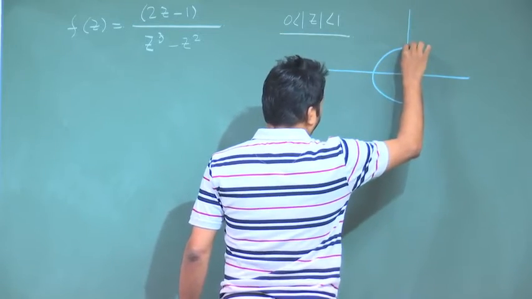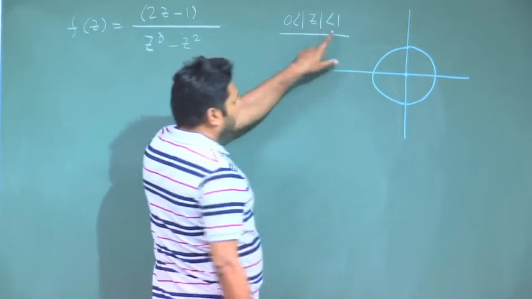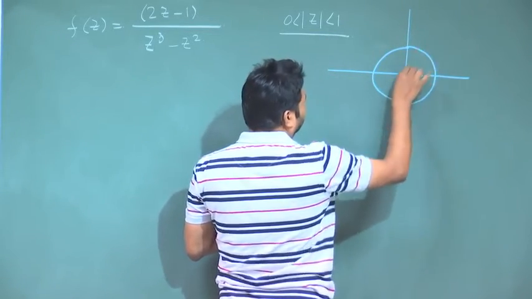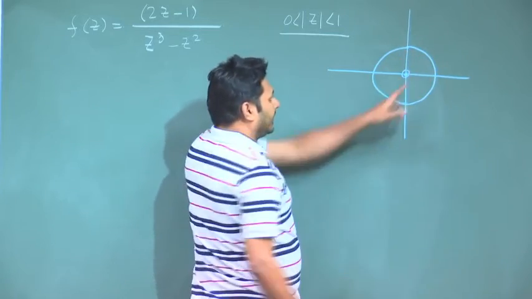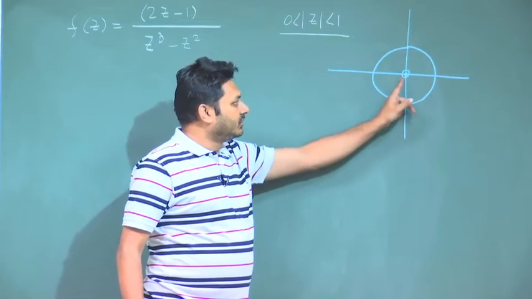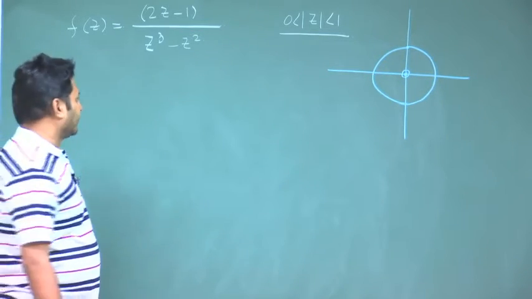So, if I have a circle of radius 1, this is the circle of radius 1. The region should cut this 0 point and also the 1 point. So, the annular region is here, in between these two rings, whatever the region where we need to expand this function.